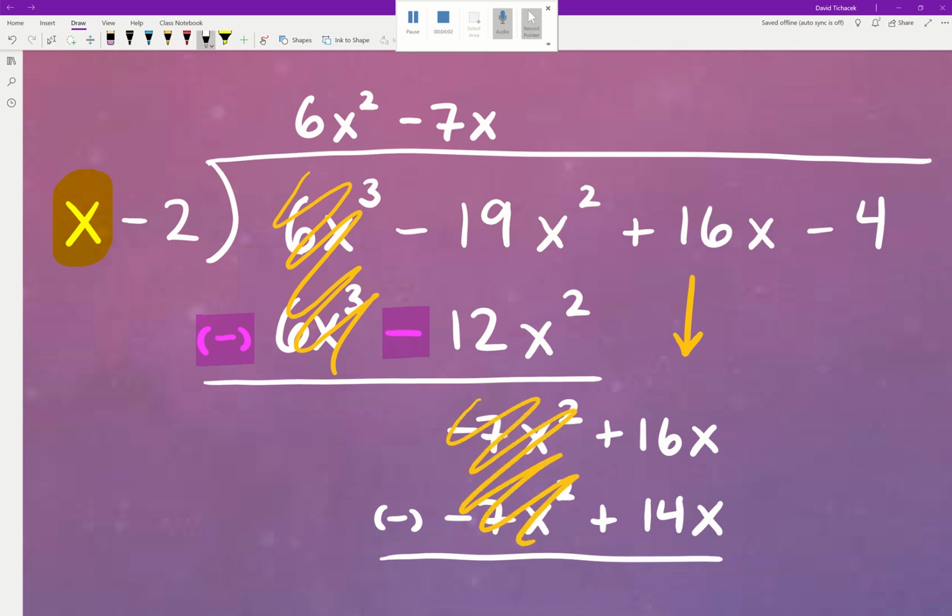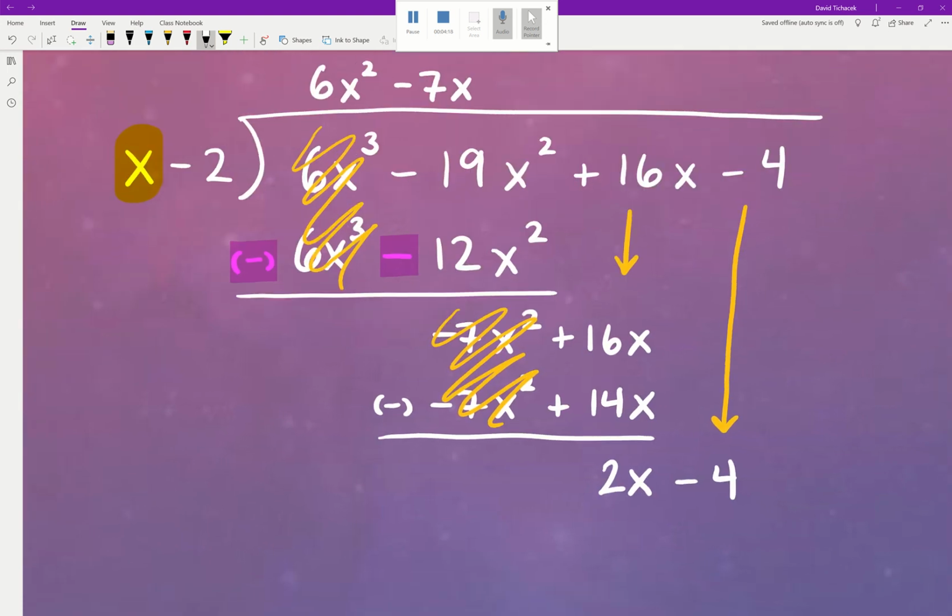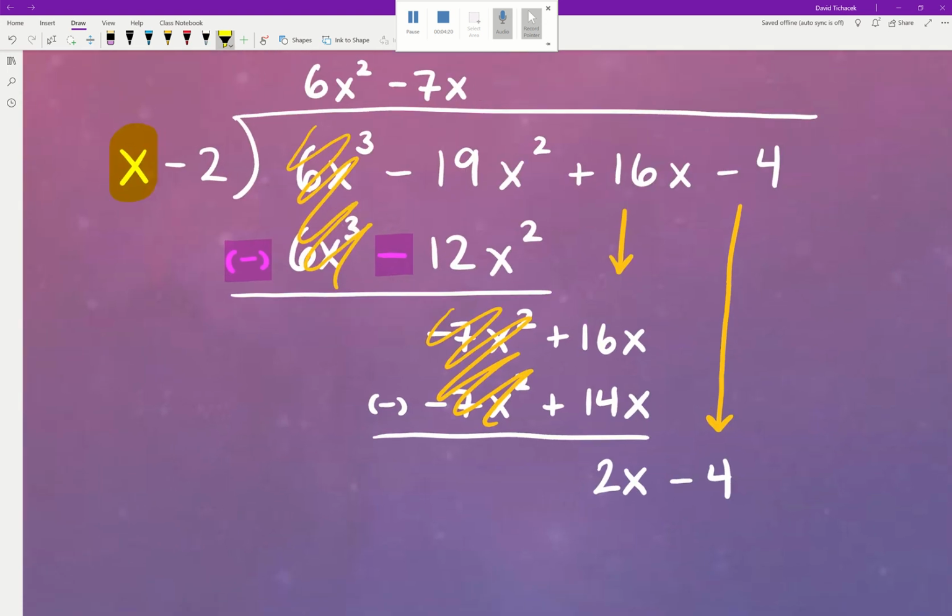And now we're just going to subtract those x terms. So that's going to be 16x minus 14x. Of course, that's going to give us 2x. And we're going to drop down the next term of our dividend here so that our result is 2 lines long. And we end up with 2x minus 4. Okay? And so now we, again, repeat that process, right?